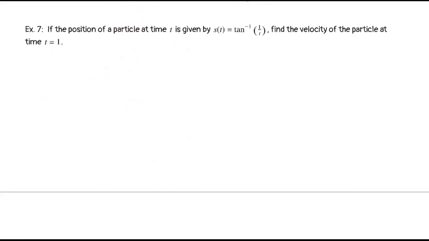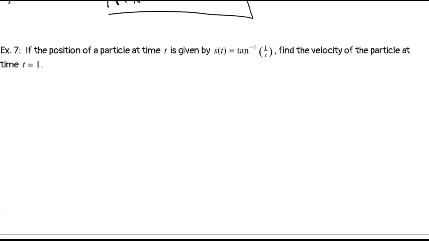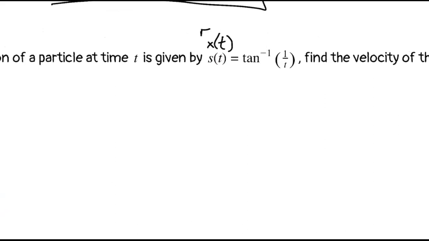All right, so if the position of a particle at time t is given by s of t, what does s of t stand for again? Yeah, it stands for position, right? Again, probably a really bad selection of what it stands for when whoever established that. What's another way that I could ask for position? X of t, exactly. So you might see it as s of t or x of t, but either way, we're talking about position, okay?